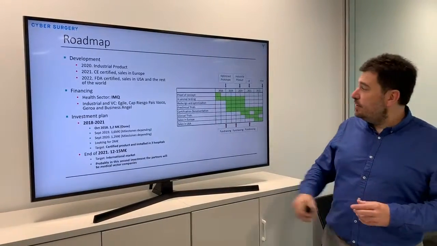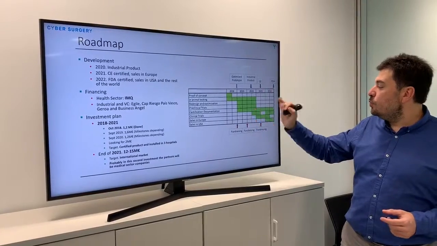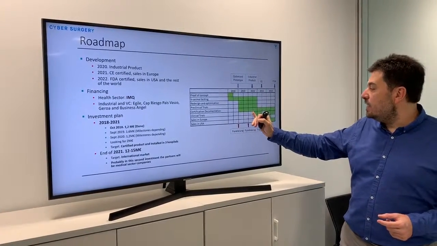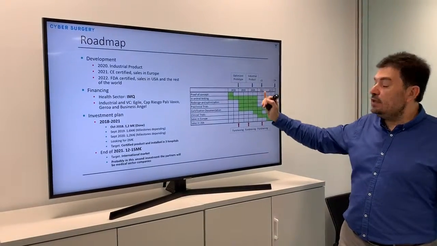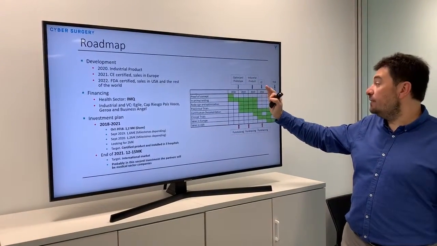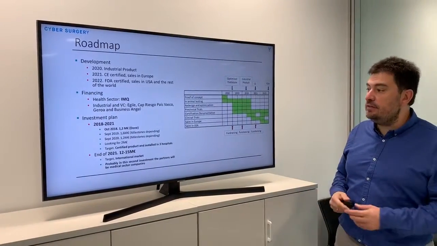So our roadmap: next year we'll get industrial solutions and begin the clinical trials, so we'll get the certification in 2021. After that, we'll focus on the American market with the FDA certification.